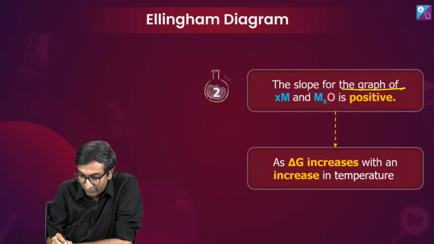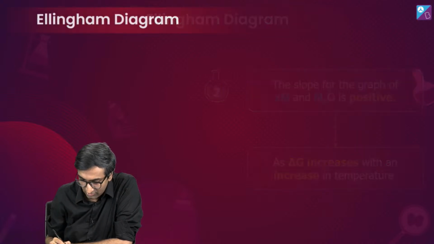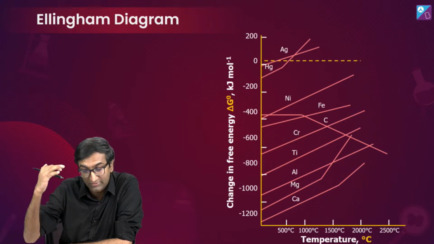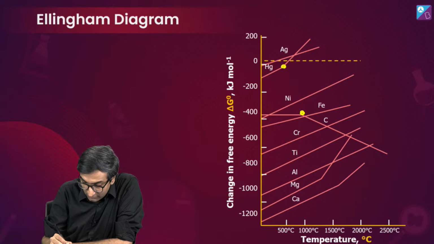The slope for the graph of XM and MOX is positive, and delta G increases with the increase in temperature. Okay? Cool, increase means it keeps becoming more positive, which is why the slope goes upward. But why are these points here?